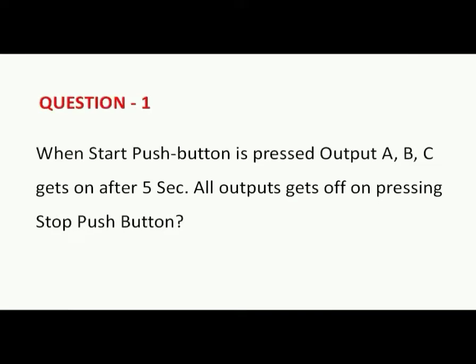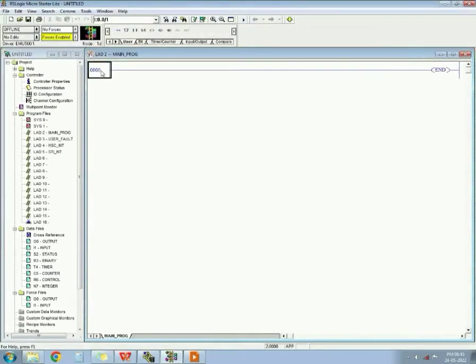You can see on screen, this is the question number 1. When start push button is pressed, output A, B, C gets on after 5 seconds. All outputs gets off on pressing stop push button. So we'll start with the latching of timer, because it is clearly mentioned in the question that it is a push button to start the output. So let's open the software.